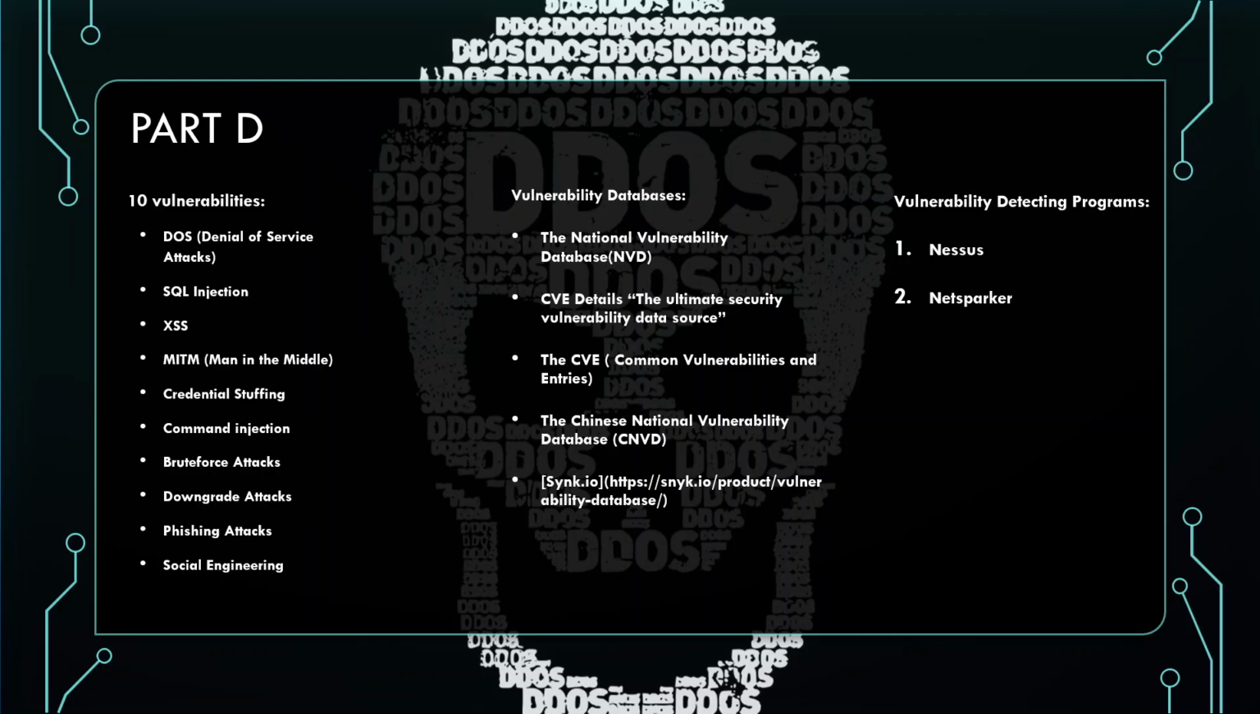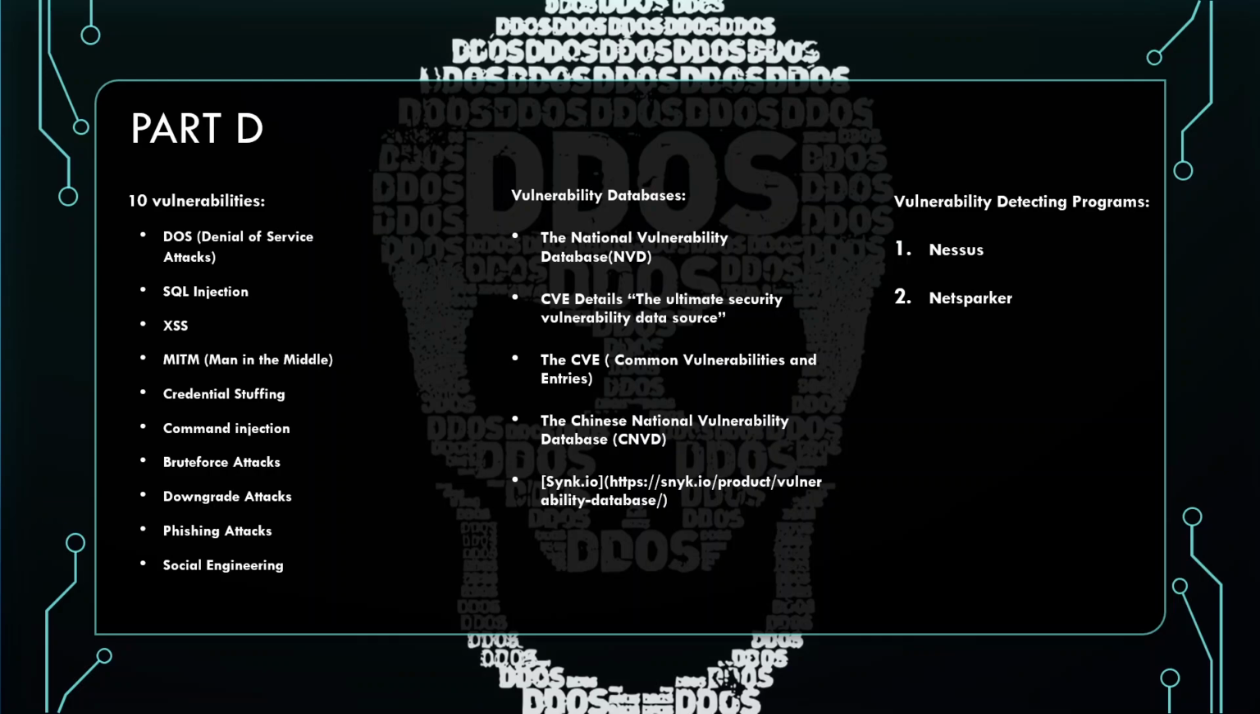And then in part D, we start talking about vulnerabilities. The top 10 vulnerabilities were DoS, SQL injection, XSS, MITM, credential stuffing, command injection, brute force attacks, downgrade attack, phishing attacks, and social engineering. The list keeps going, but these were the top 10.